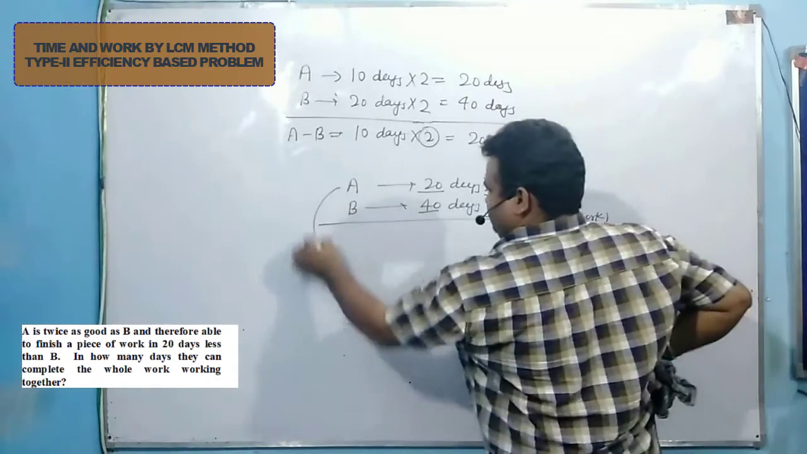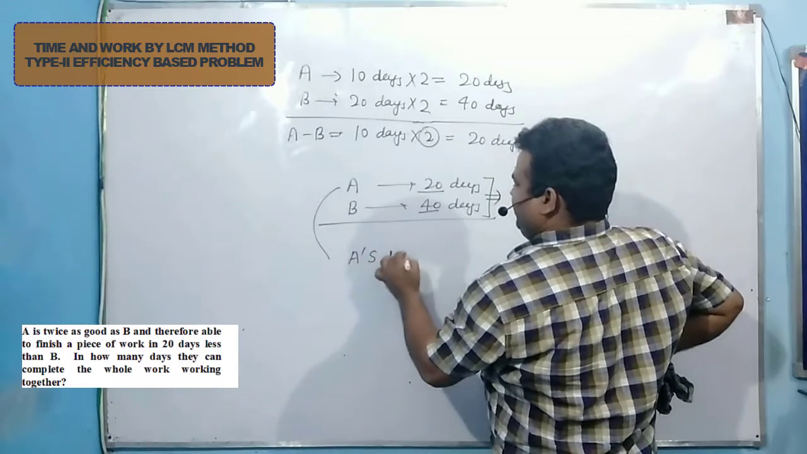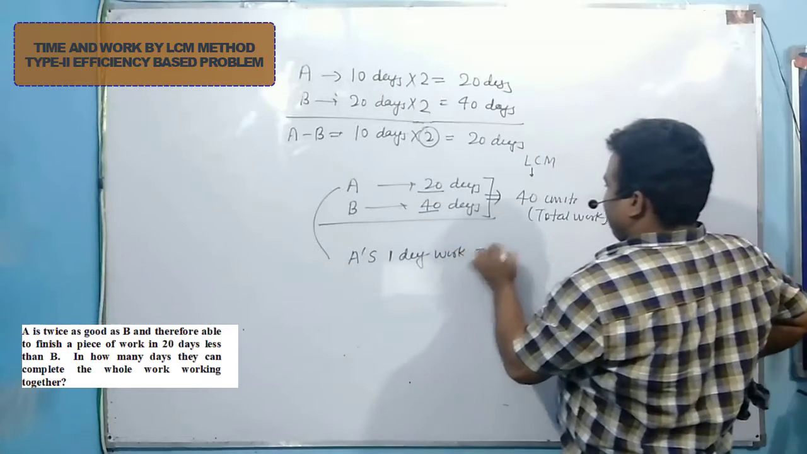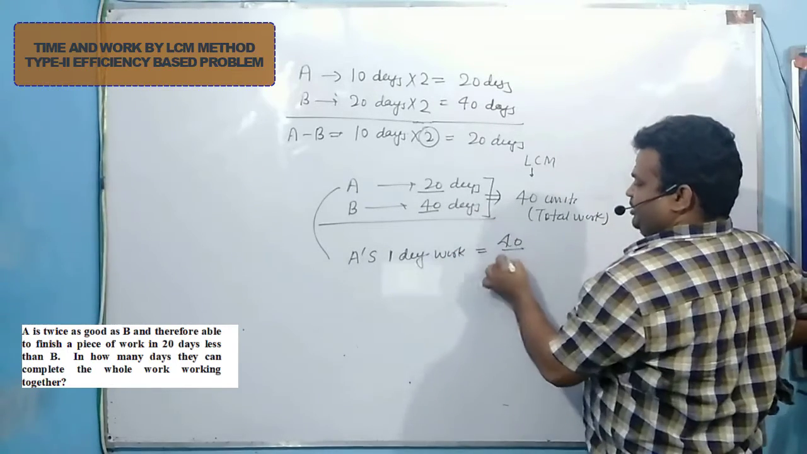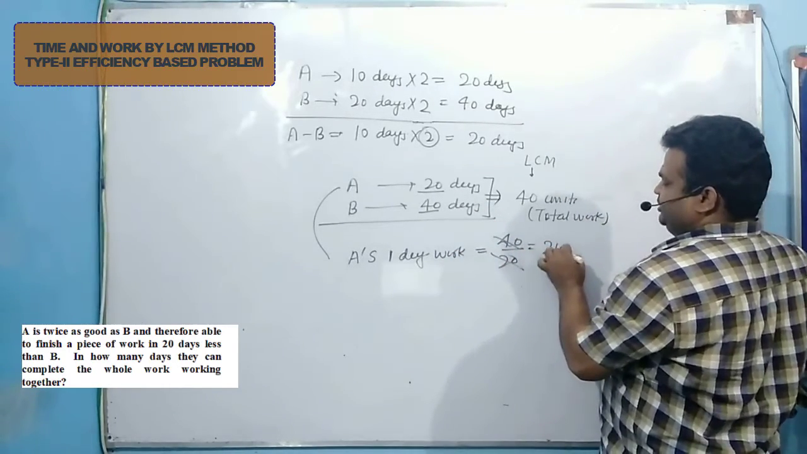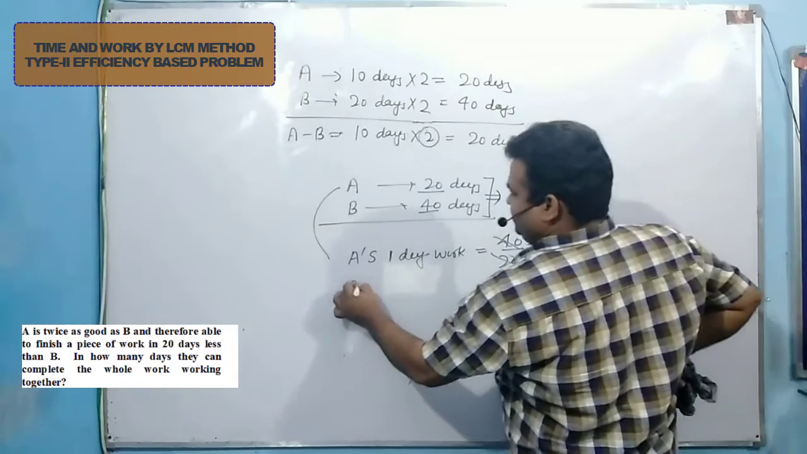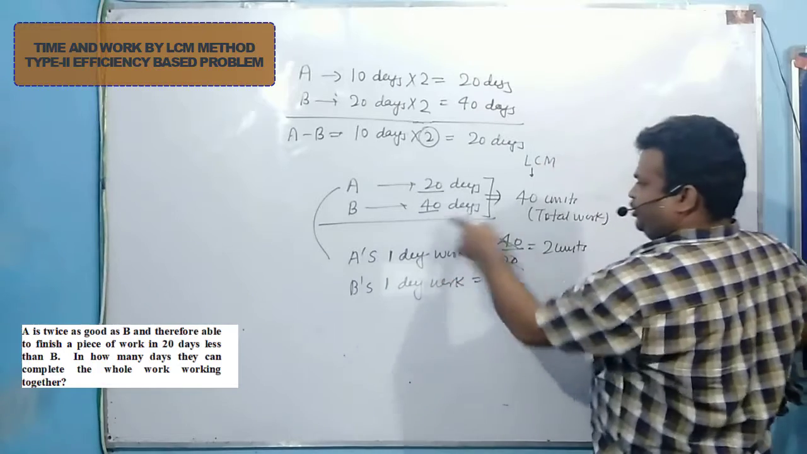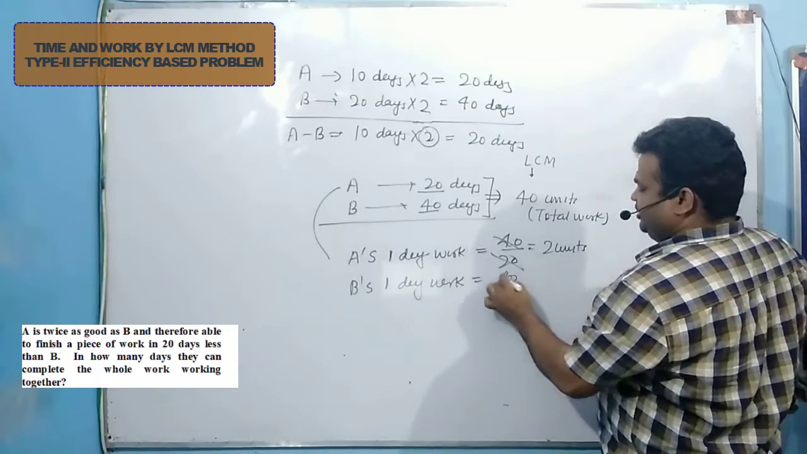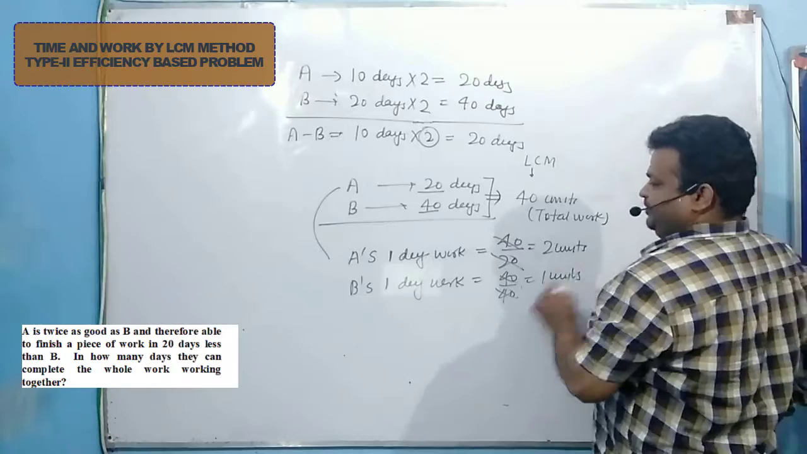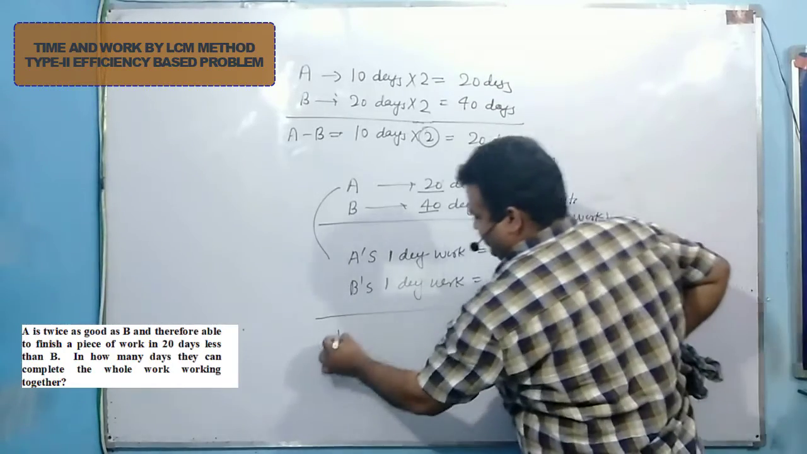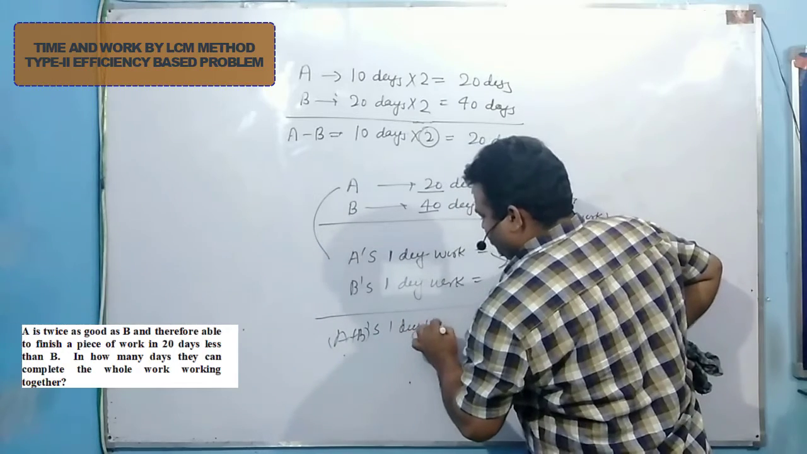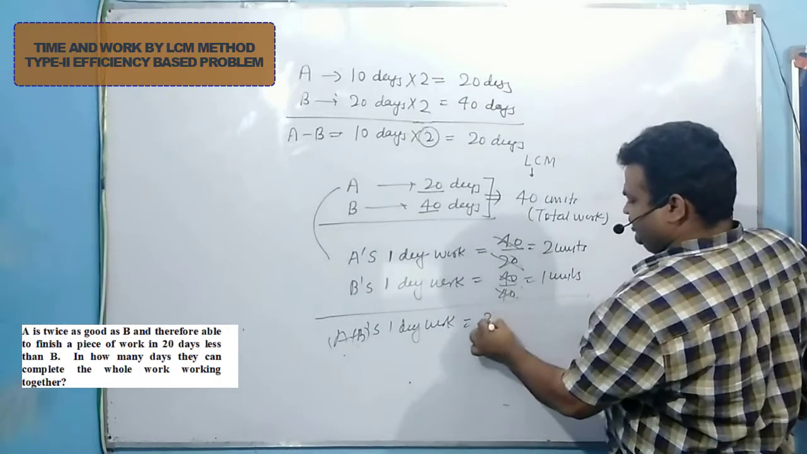Now what is A's one day work? A's one day work is 40 divided by 20, which means 2 units. Now what is B's one day work? B's one day work is equal to 40 divided by 40. So B manufactures 1 unit per day. Now what is A plus B's one day work? 2 plus 1 is 3 units.